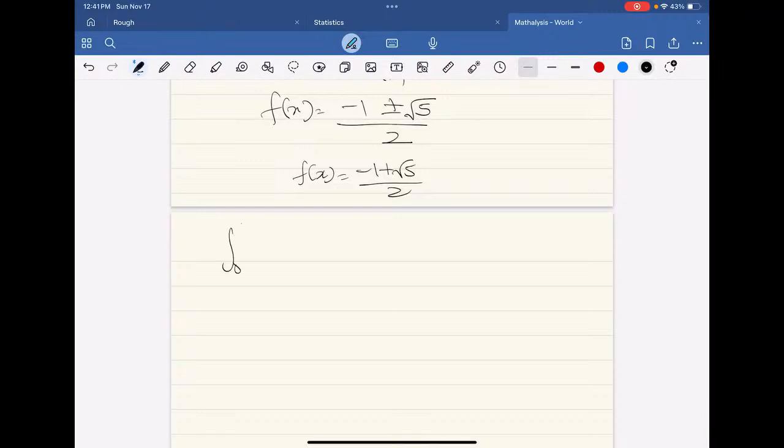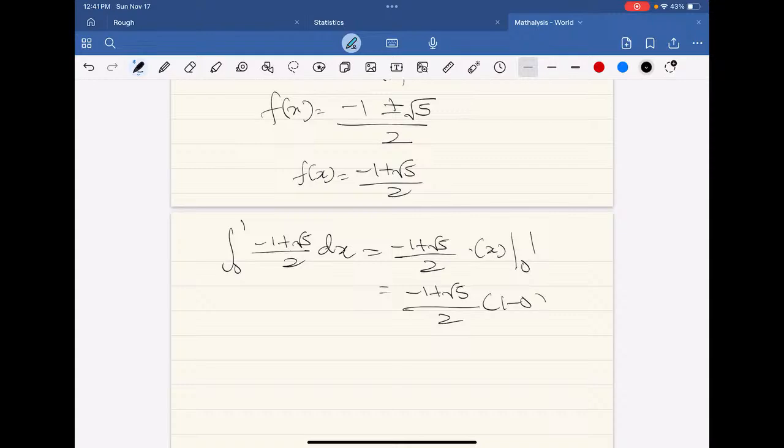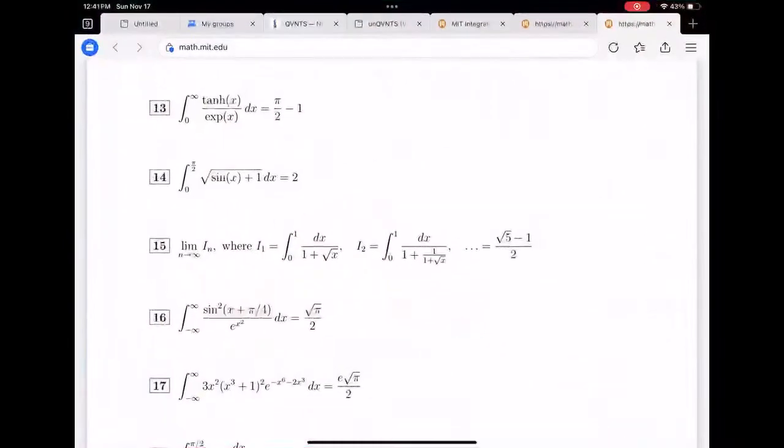This is just the integral from 0 to 1 of minus 1 plus root 5 by 2 dx. So this is just minus 1 plus root 5 by 2 times x going from 0 to 1. So that's just minus 1 plus root 5 by 2. Do you think this is the answer? Let's see. Yeah, it's the answer. Root 5 minus 1 by 2.